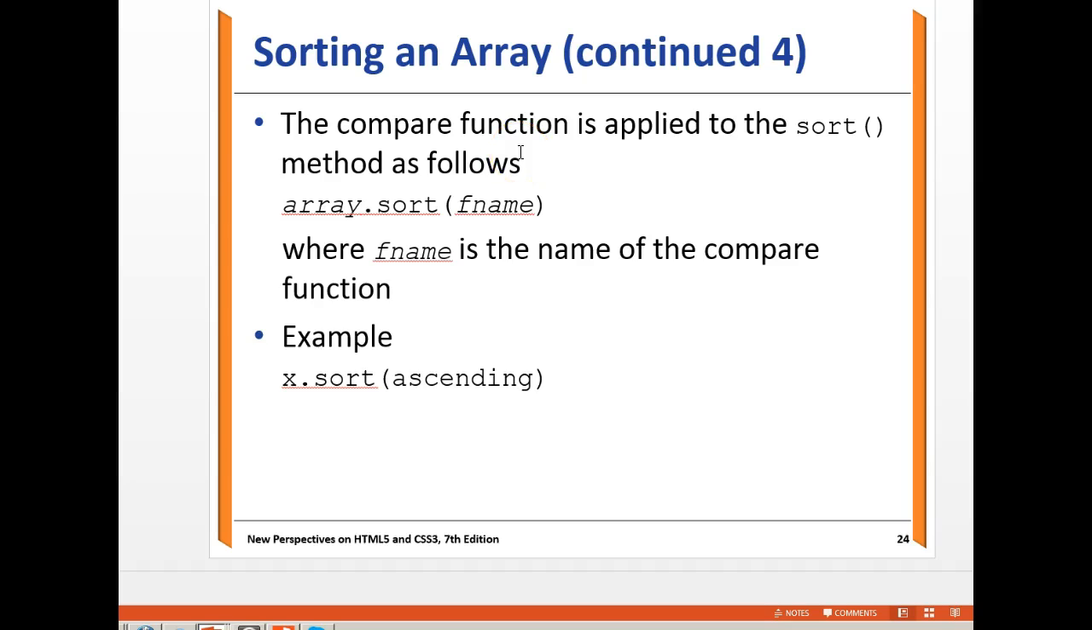To apply a compare function to the sort method, we can say array.sort(fname), where fname is the name of the compare function. For instance, we can use the ascending compare function to sort the x array. So in here we have x sorting ascending. After applying the sort method with the ascending function, the values in the x array will be sorted in ascending numeric order.